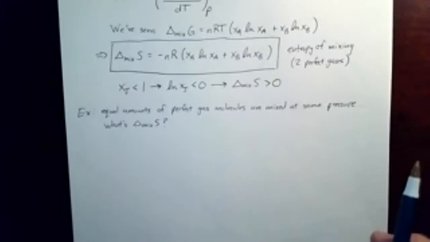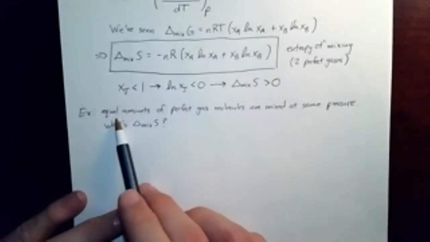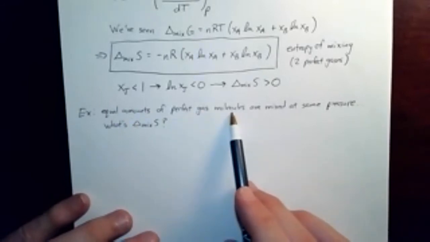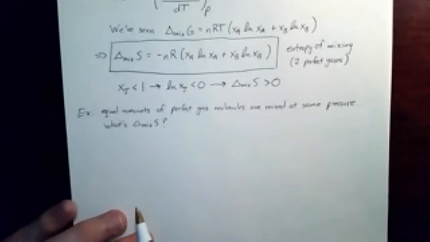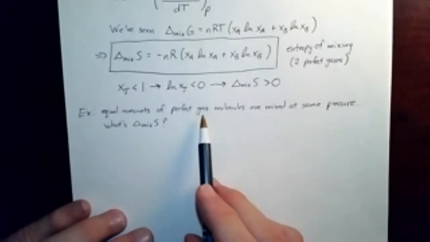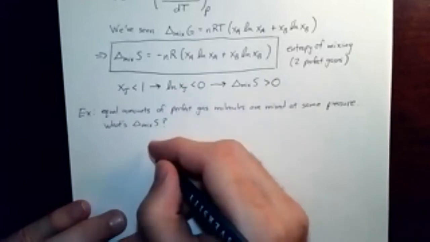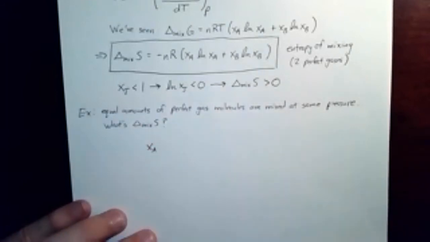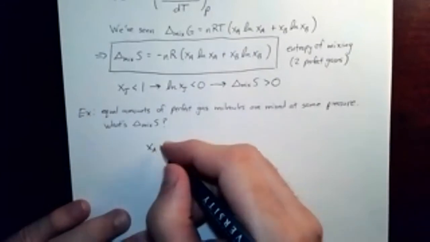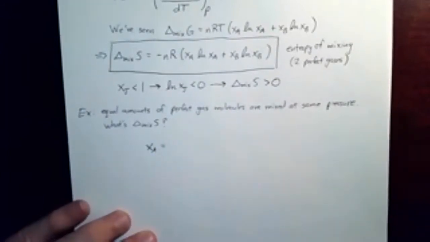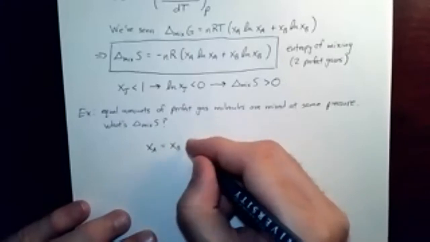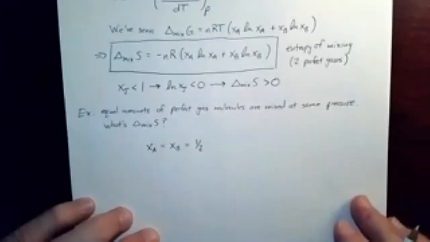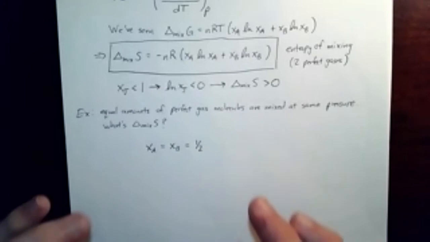Okay, so I'm going to do a quick example. So if we have equal amounts of perfect gas molecules and we mix them at the same pressure, what is delta S? What's the entropy of mixing? So if we have equal amounts of the perfect gas molecules, then the mole fraction of A is going to be a half because it makes up 1/2 of the total number of moles. And same with XB, it makes up the other half. So XA equals XB equals 1/2.